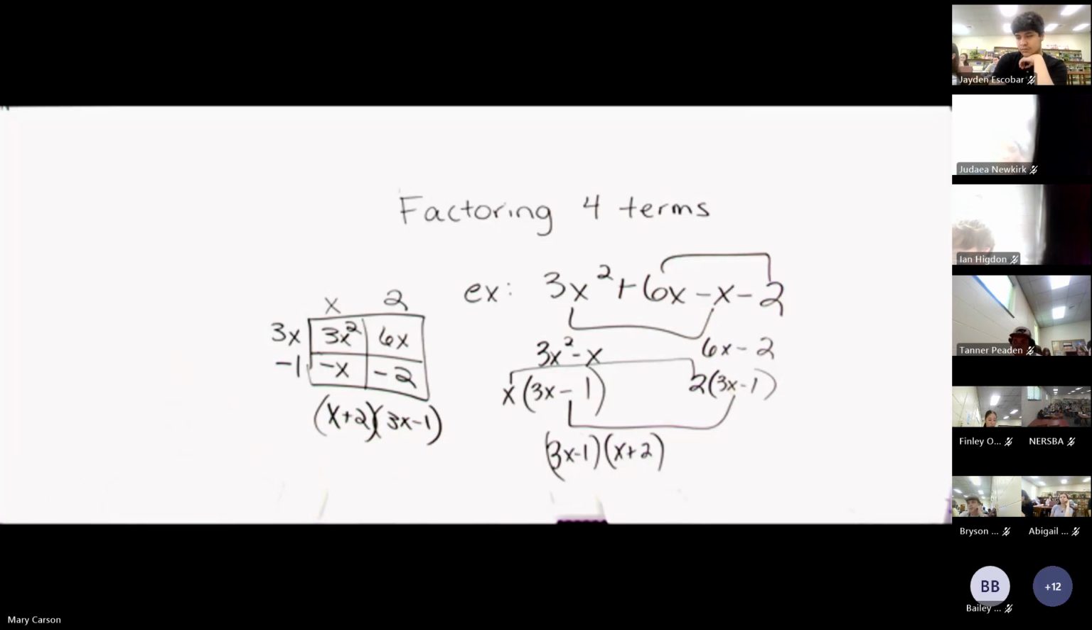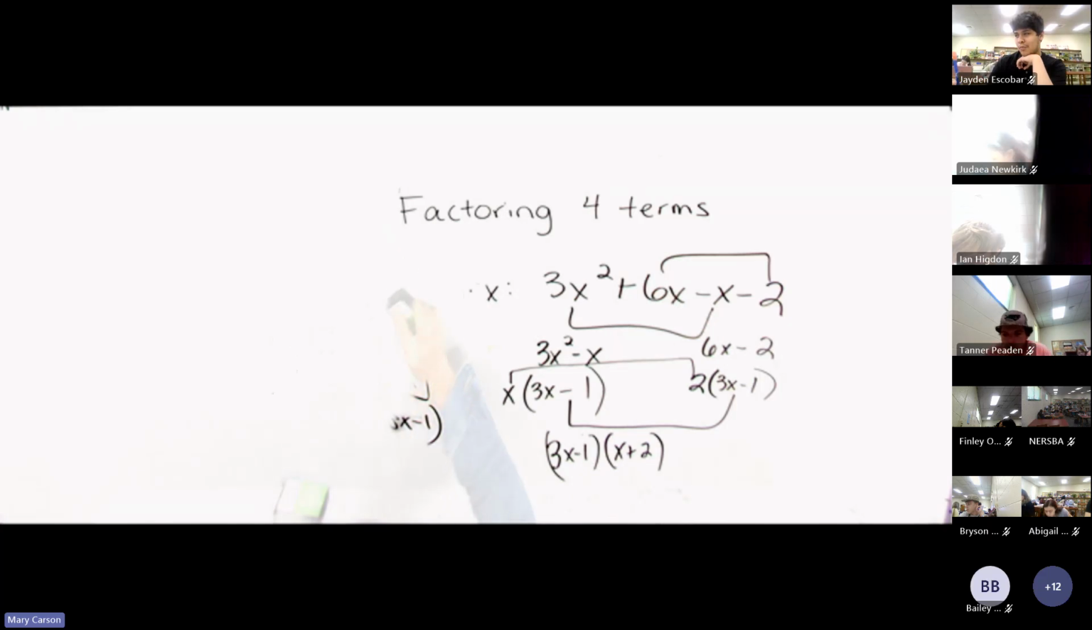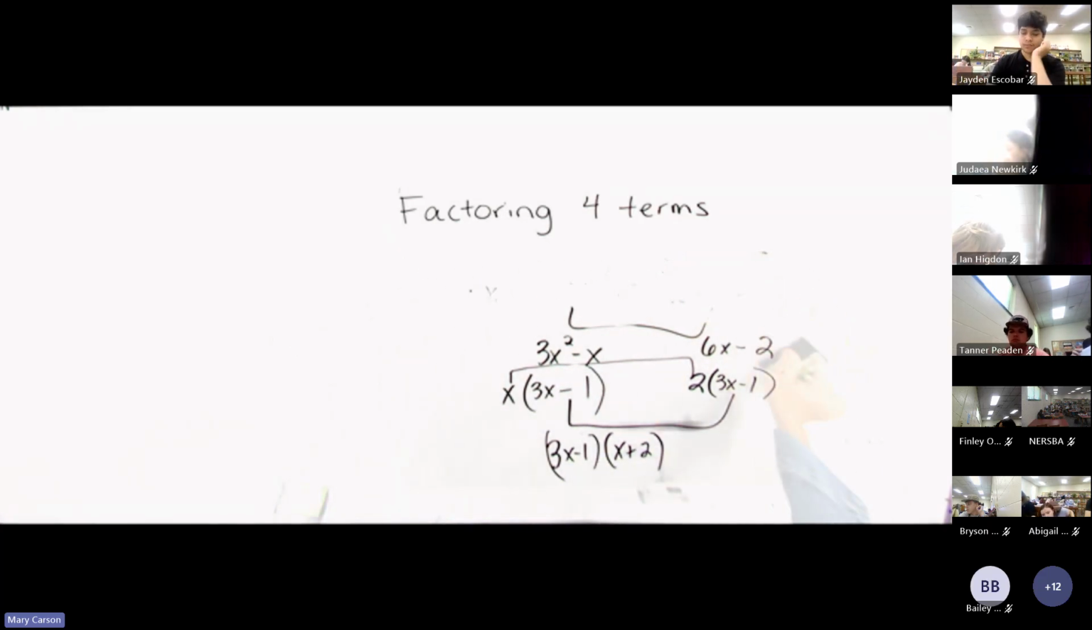Questions? Questions on 4 terms? All right. So now we're going to look at 3 terms, factoring 3 terms. We've done 2 terms. We've done 4 terms. Now we're going to do 3 terms. When you have factoring 3 terms, and again, all of these, you still need to pull out the GCF first, if possible, on all of these.